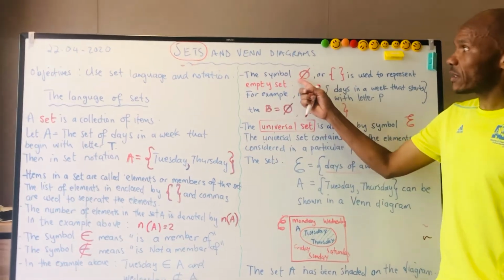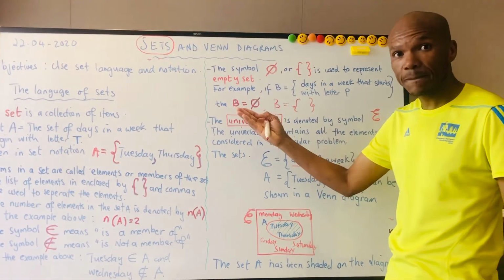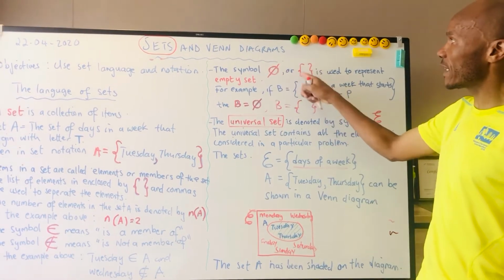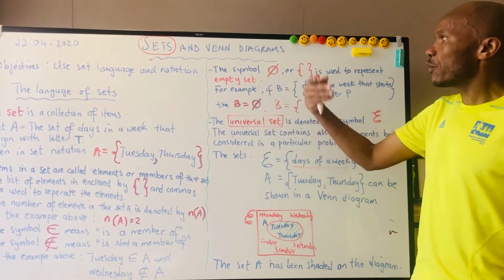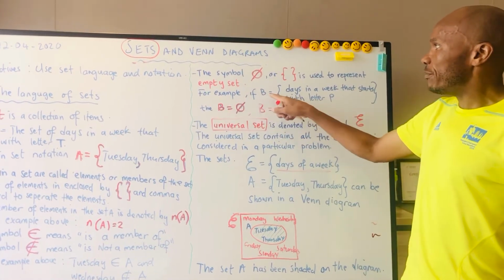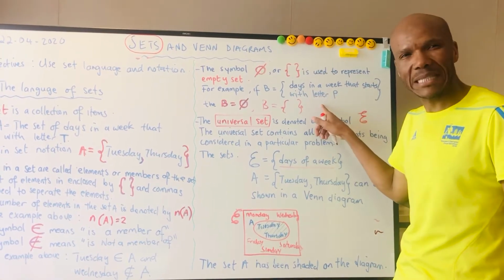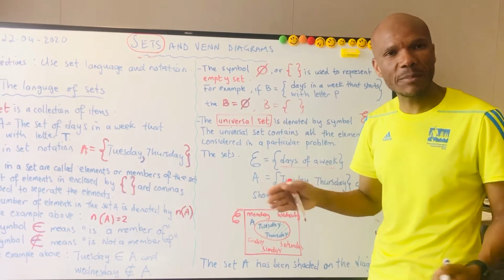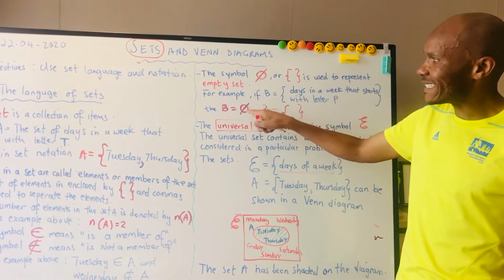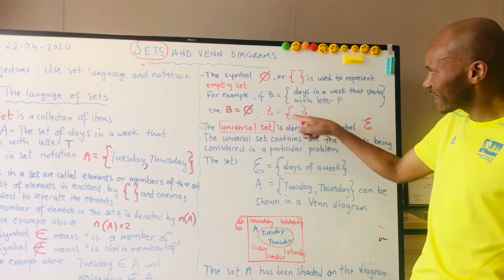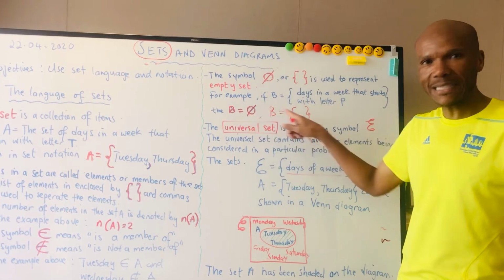Okay, now let's talk about the second symbol. The second symbol is an empty set. If the set is empty, we write it like this, or we write the curly brackets with nothing inside. It represents an empty set. So for an example, if B is the days in a week that start with letter P. Any day in a week that starts with letter P? No. So that means B is a set that has 0 elements, or it's empty. Empty set. So we can write it like that or like that.